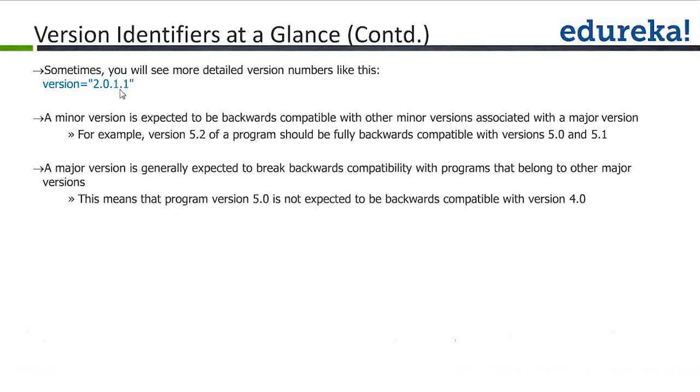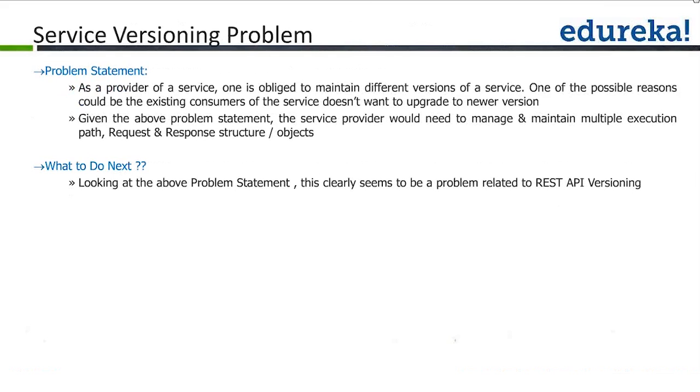Now just one more example. A major version is generally expected to break backwards compatibility with programs that belong to other major versions. This means that program version 5.0 is not expected to be backward compatible with 4.0, right? So this is all what versioning is all about.